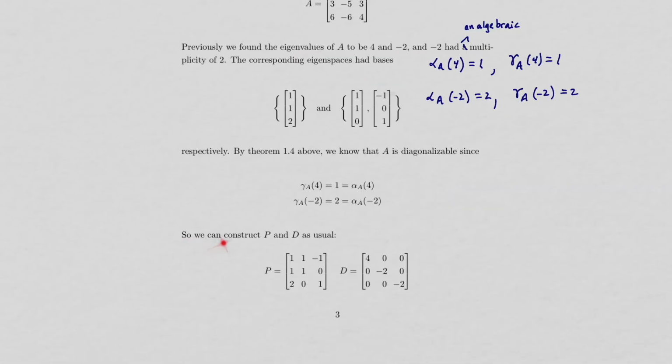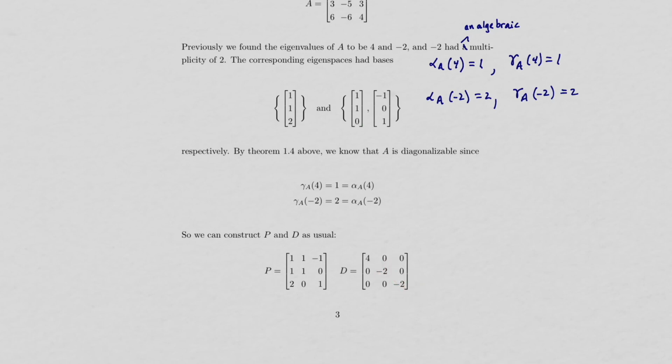Therefore, we can construct P and D as usual. We're going to take the basis vectors for the eigenspaces, put those into a matrix, and we're going to call that P. Then we're going to construct a diagonal matrix, D, with the corresponding eigenvalues on the diagonal. So this basis vector corresponds to the eigenvalue 4. It's the first column, so 4 is the first eigenvalue. These two correspond to the eigenvalue -2, so I'm going to have -2's in both of these diagonal entries.